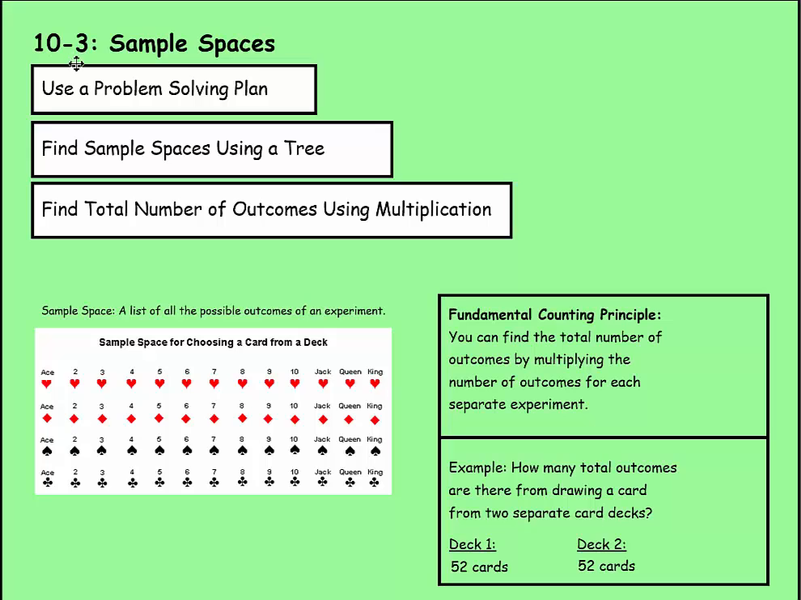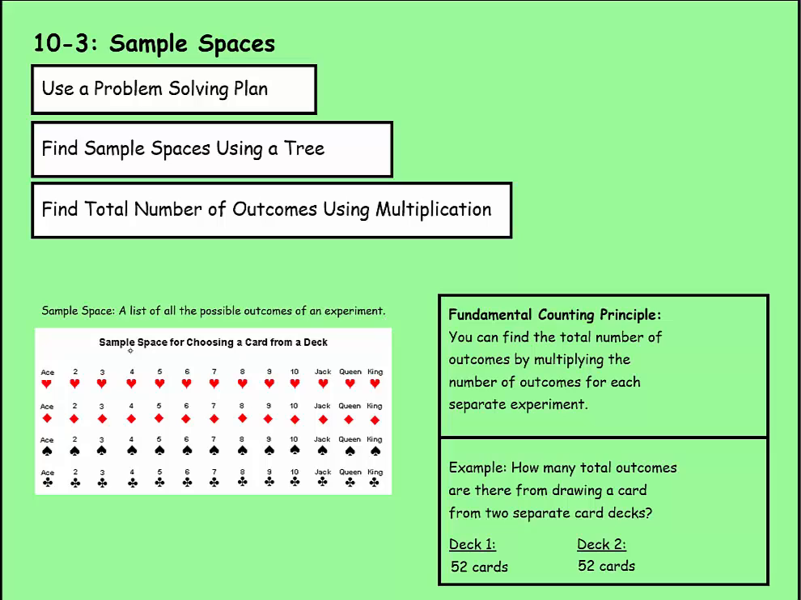We're on lesson 3 of chapter 10, which is sample spaces. First, we're going to use a problem-solving plan. Then we're going to find sample spaces using a tree. Then we're going to find total number of outcomes using multiplication. So sample spaces is kind of just a fancy word for list making. We're finding all the different possible outcomes of an experiment.